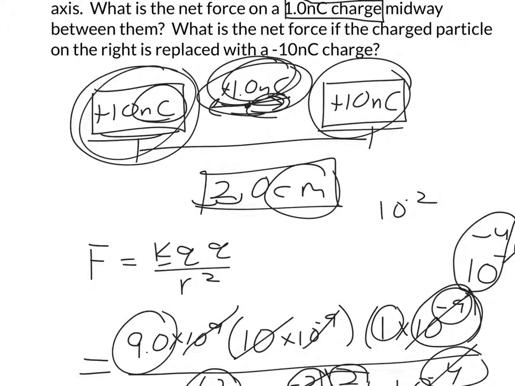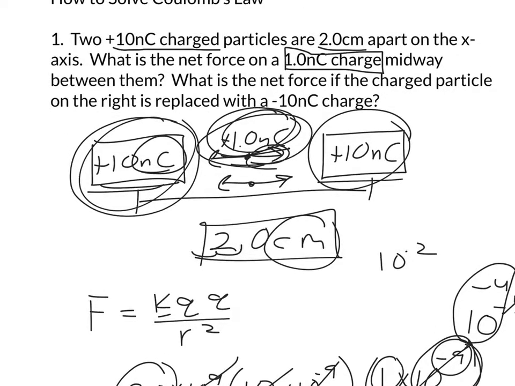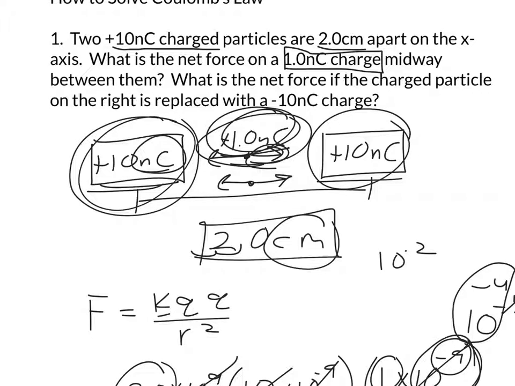So in the end, if I redraw this here, I have that force to the right, I have a similar force to the left. There will be no net force, and that should be kind of intuitive. You probably could have done that on your own by noticing that it was midway between two equally charged particles, so it should feel the exact same force from both.